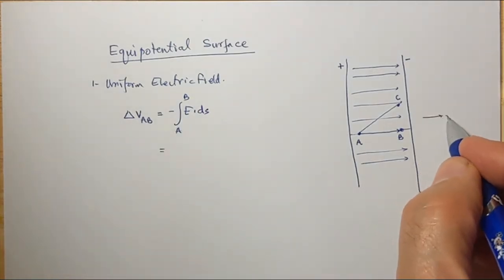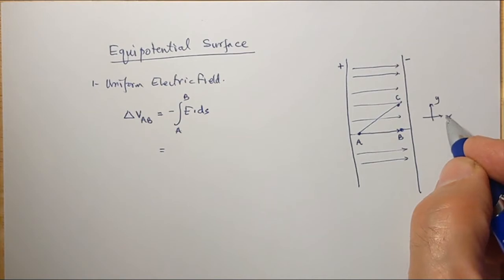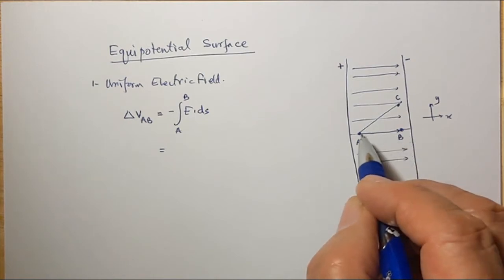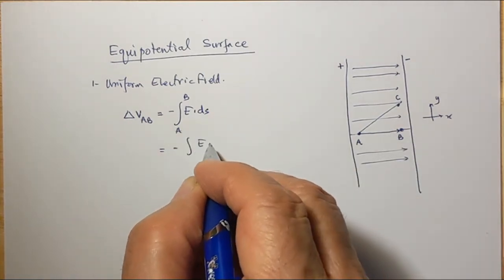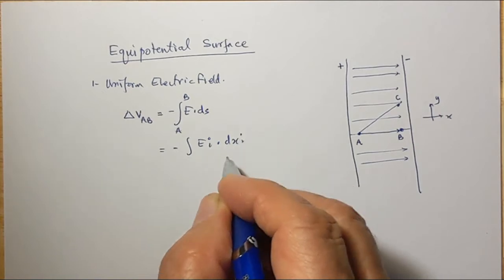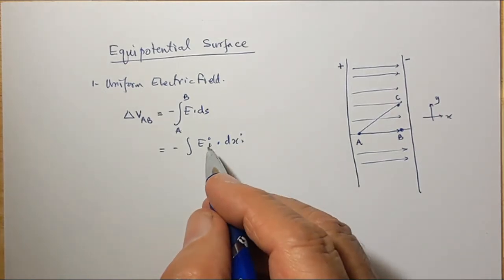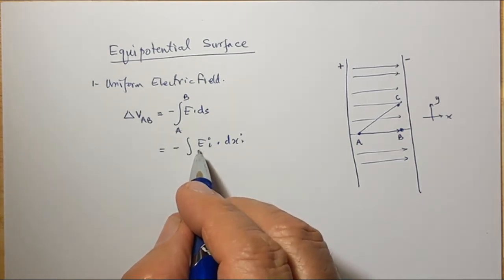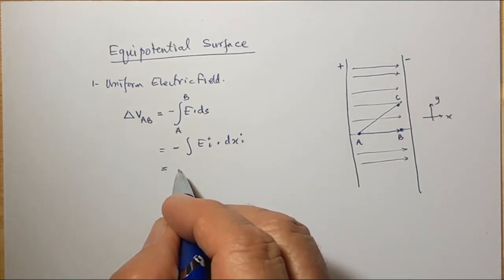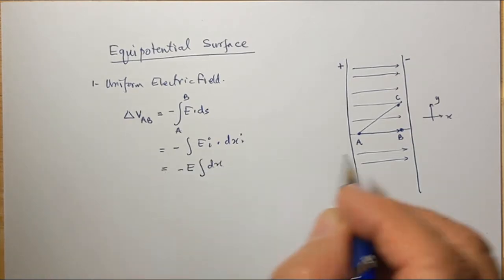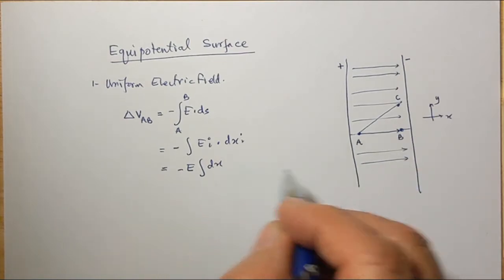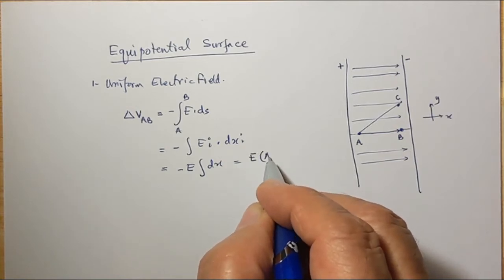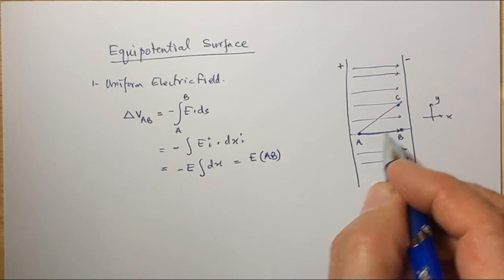And if this is our x-axis, which is the i direction, that's the y direction, then the electric field is going to be simply E i, and the ds is going to be dx i. i dot i is 1, so that can be taken out and just remains 1. The electric field is constant, so that can be taken out. And so this becomes minus E integral of dx from A to B, so that will simply become the distance AB. So let's write it as minus E times the distance AB, okay, where AB is the distance from A to B.